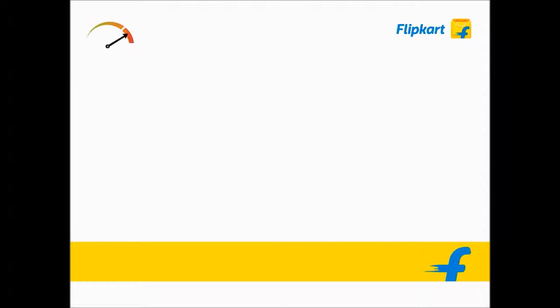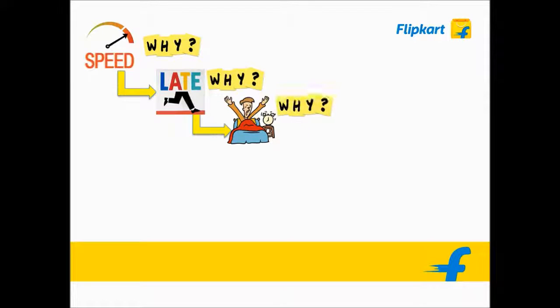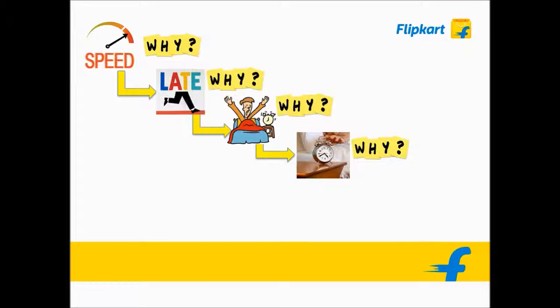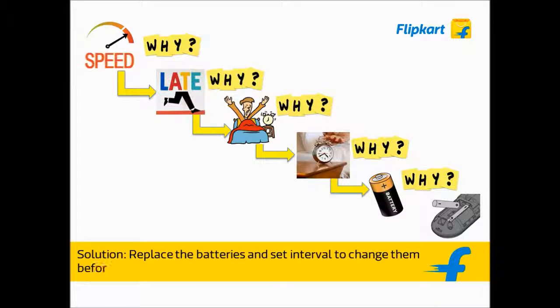I was fined for speeding. Why? Because I was late for office. Why? Because I got up late. Why? Because the alarm clock didn't work. Why? Because the batteries were flat. Why? Because I forgot to replace them. So the root cause of the problem was flat batteries. The solution to this problem would be to replace the batteries and set an interval to change them before they run out.